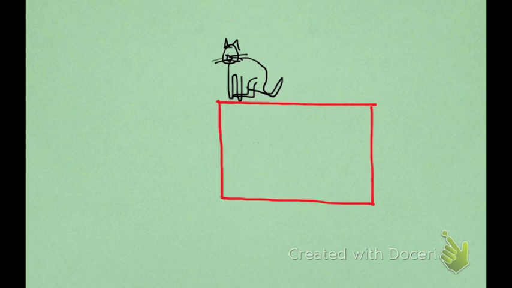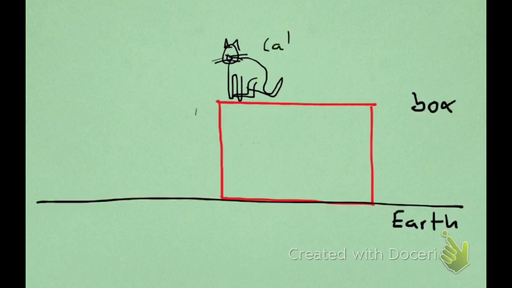Alright, let's now use Newton's third law to solve a problem with multiple interactions between different objects. So I have a cat here that is sitting on a box that is sitting on the surface of the Earth. Why don't we start by drawing x and y axes to do the free body diagram for each one of these objects. Let's start with the cat.